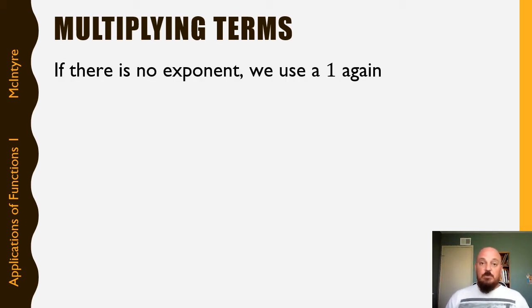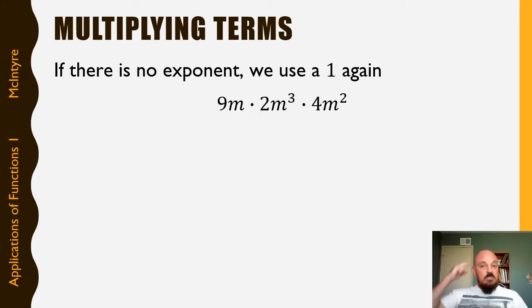Now that happens with exponents too. So if you have a term that has a variable but with no exponent, like just an x or just a y or just a z with no exponent on it, that means to the first power, and you want to use a 1 again. So here's an example like this.